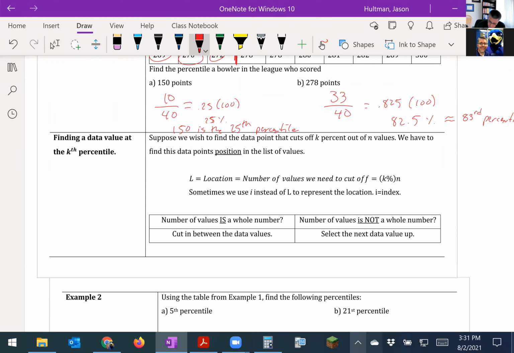Okay, suppose we wish to find the data points that cut off k% of n values. What are the data points that cut off k%? We have to find the data point's position in the list of values. So L is the location, equals the number of values we need to cut off, equals k% times n. N is the number of values there. Sometimes we use I instead of L to represent the location or the index.